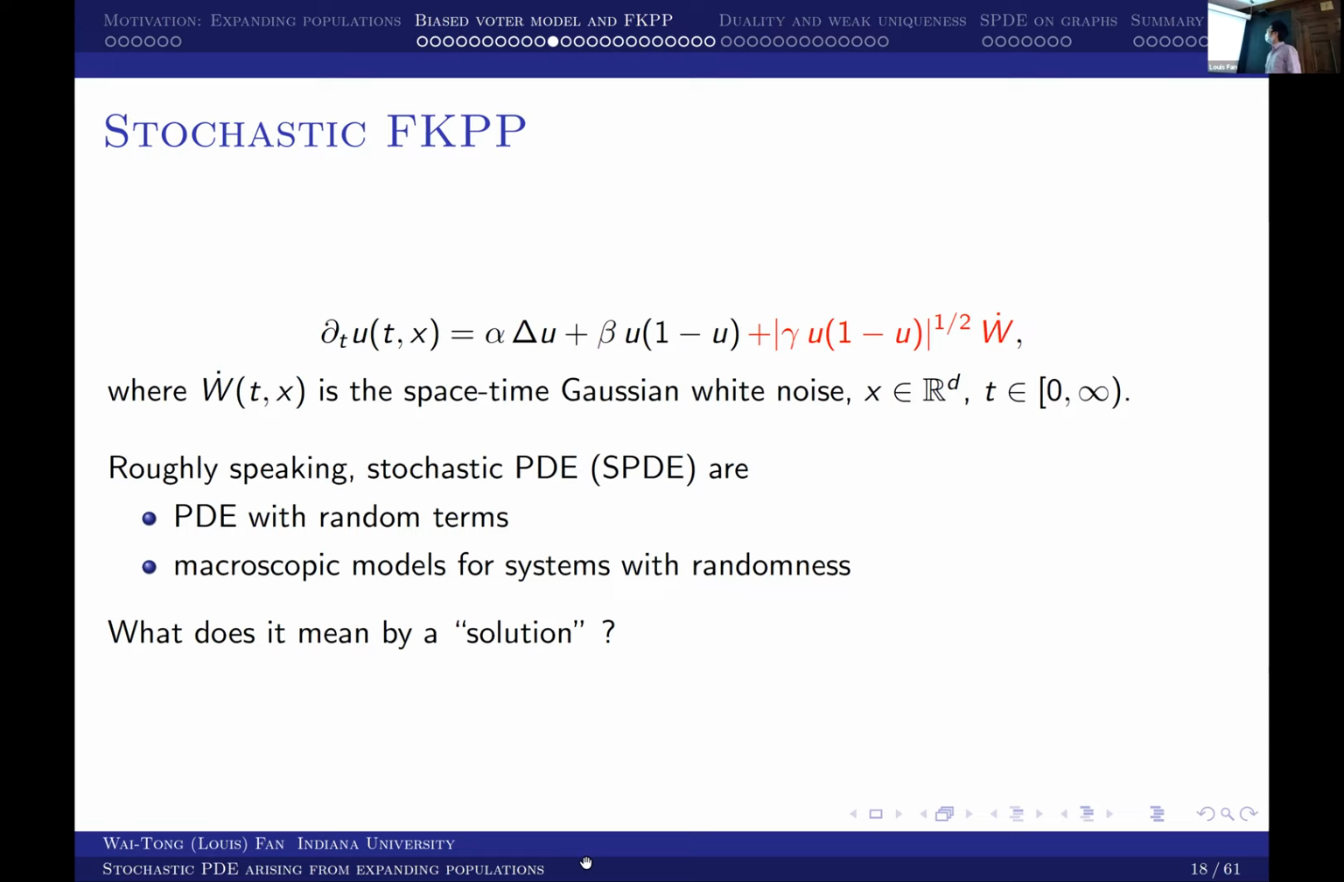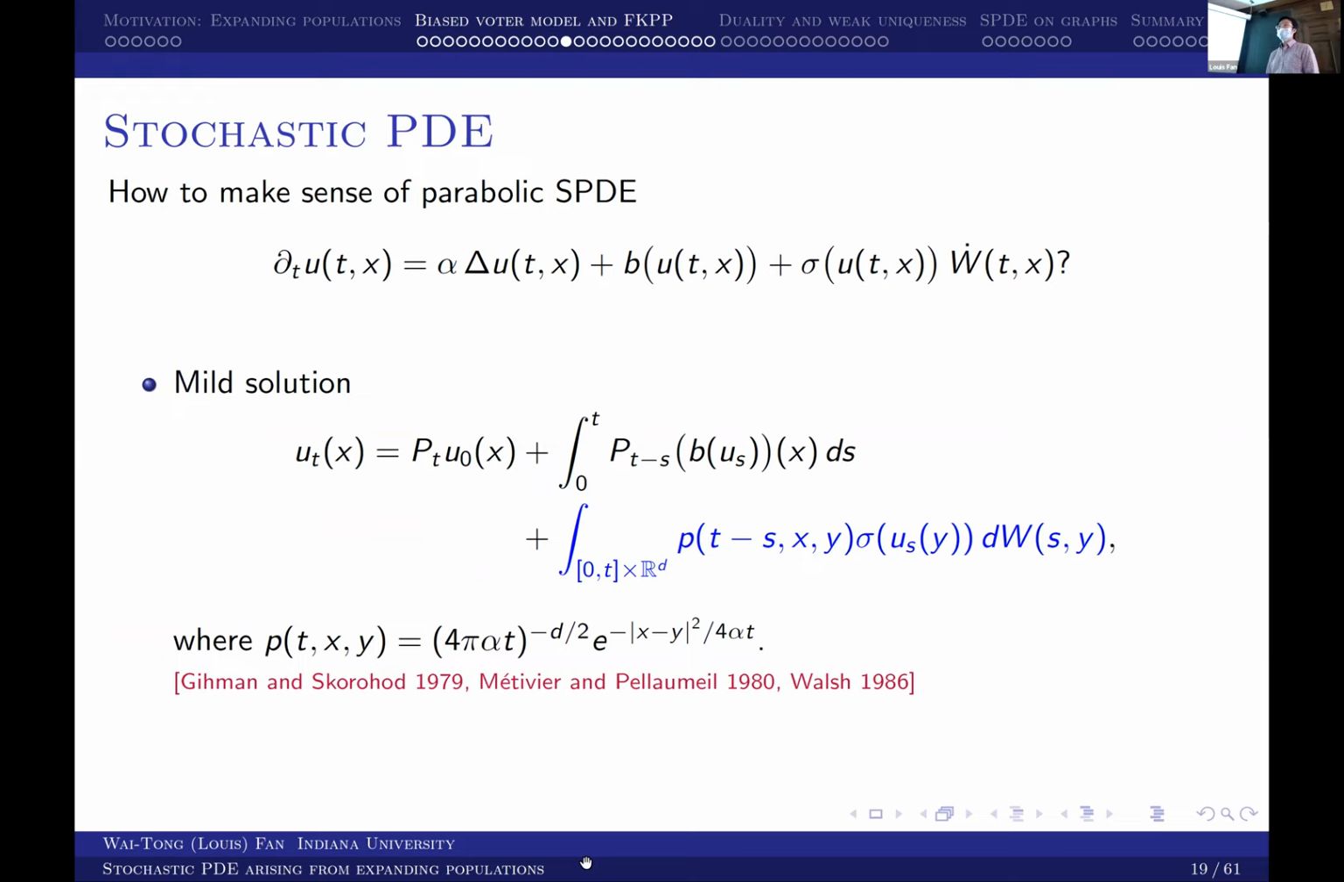But before going down, I should explain a stochastic PDE like this. What does it mean? What is its solution? Maybe physicists don't care, but mathematicians do care about what is meant by solution. One way to make sense of this stochastic FKPP, or in general a parabolic type SPDE, is through the so-called mild formulation, through integration with respect to martingale measures. Basically we view this SPDE as the equation below, which is an integral form of the equation.